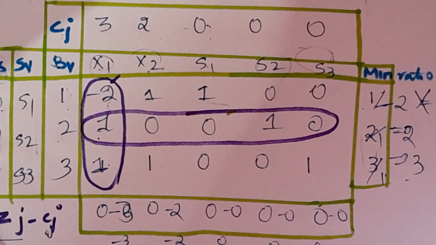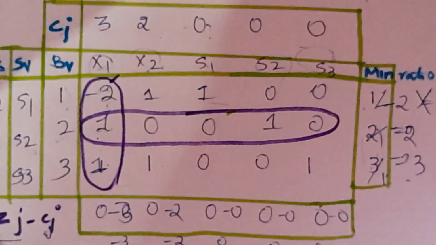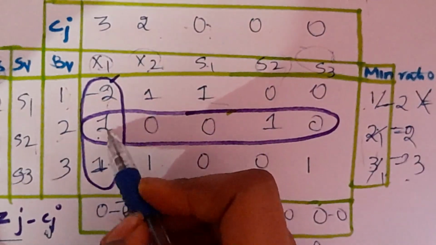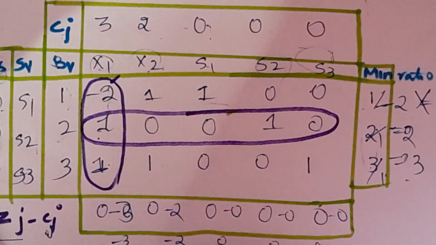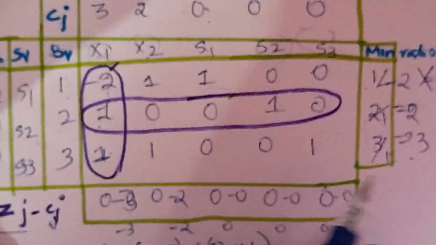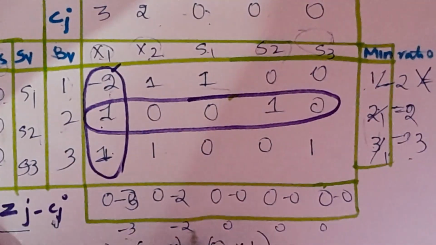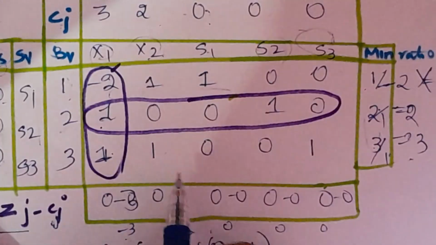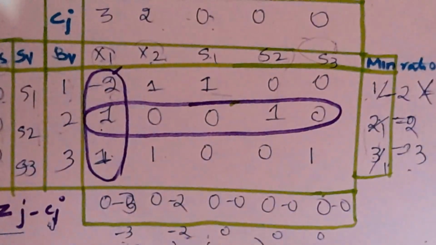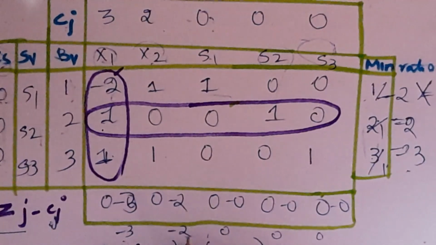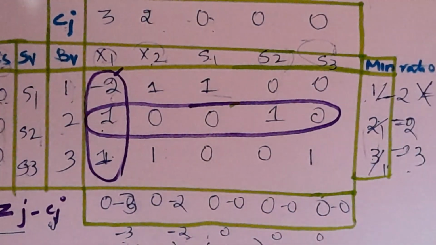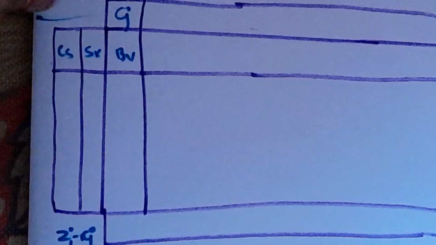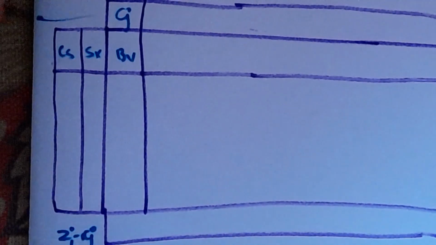Okay, here all negative values came. That's why, in a maximization problem, we should not get negative values here. So guys, here we have negative values, so we have to do another iteration table. Now we are going to solve the second iteration table.